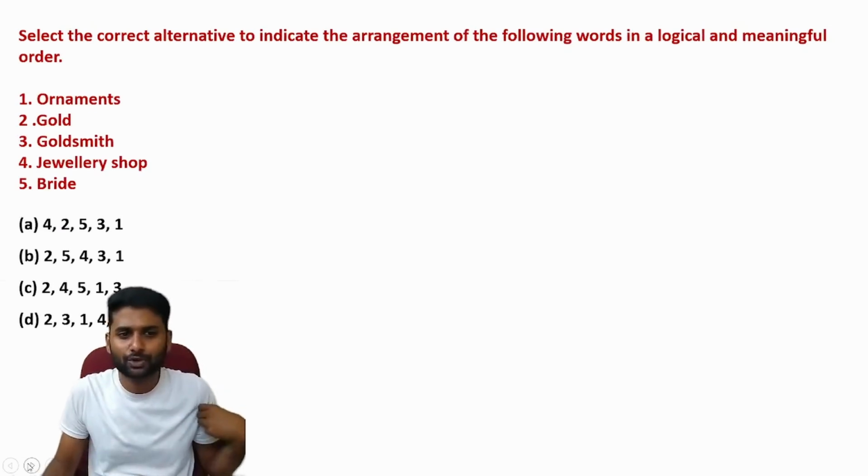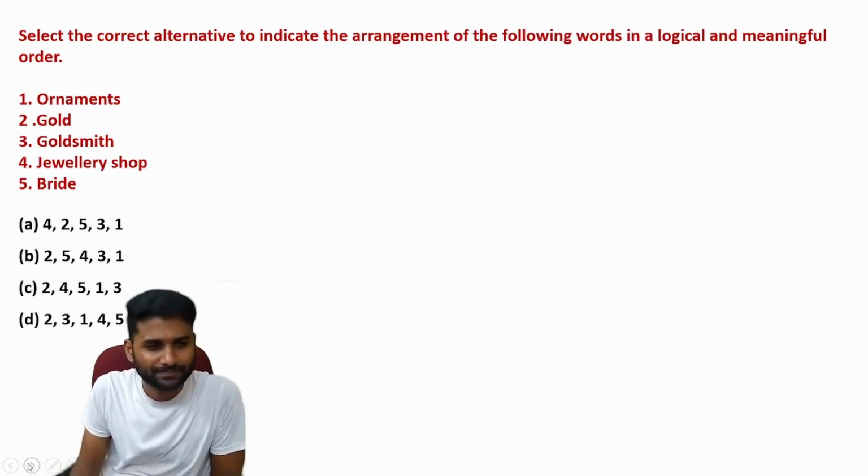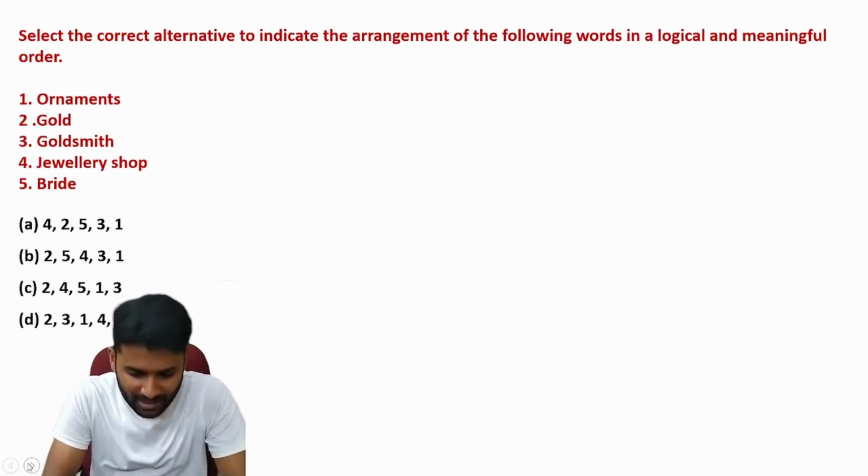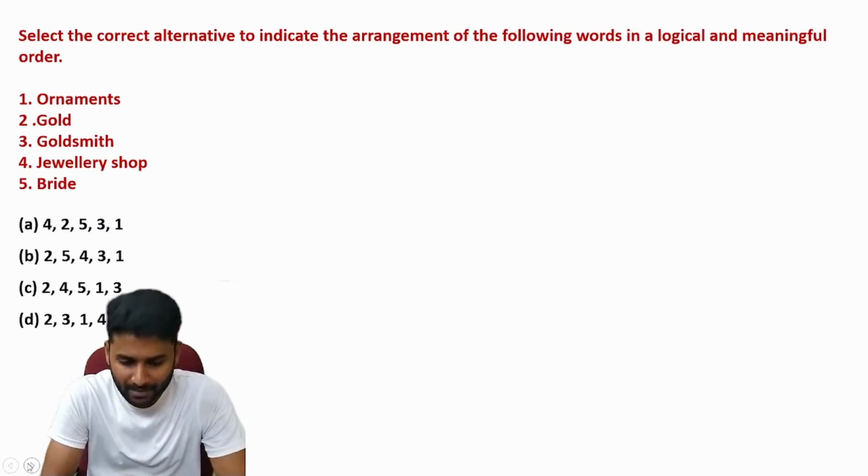Select the correct alternative to indicate the arrangement of the following words in a logical and meaningful order. So what is the meaningful order here? They have given five different pieces of information: ornaments, gold, goldsmith, jewelry shop, and bride. But you have to connect them in a logical order.